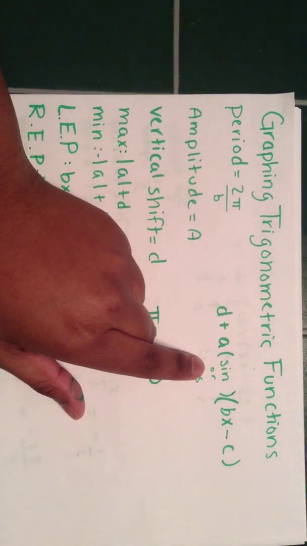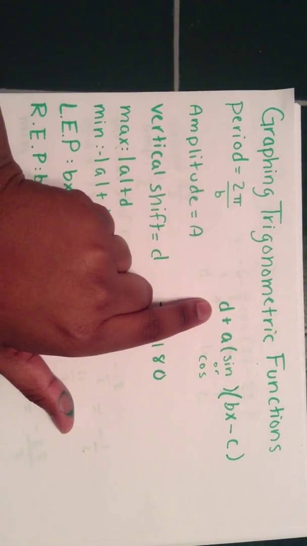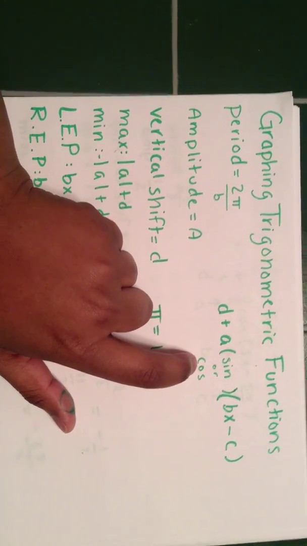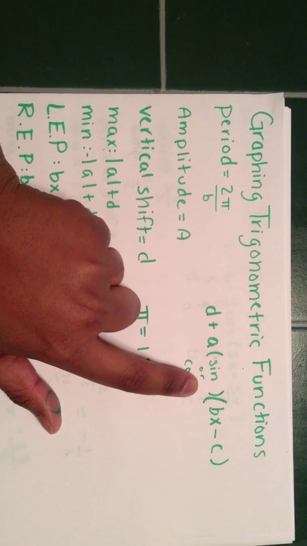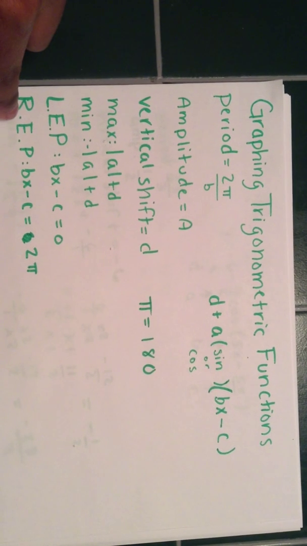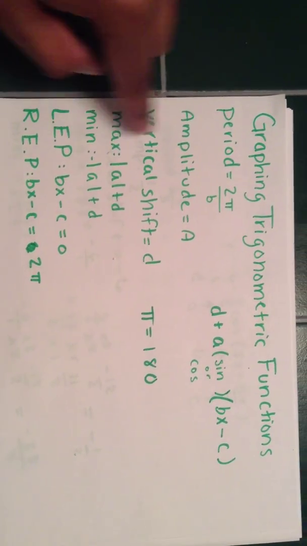This is what a trigonometric function should look like: D plus A sine or cosine times bx minus c. These are the formulas that you will be using to complete this task.